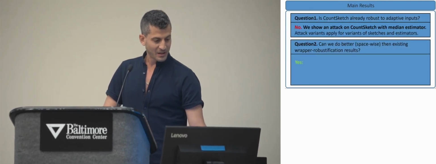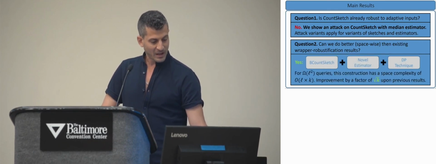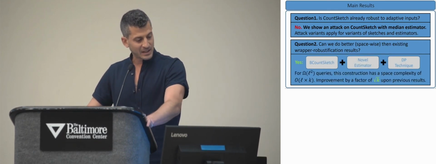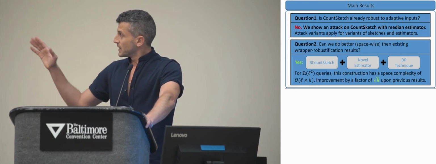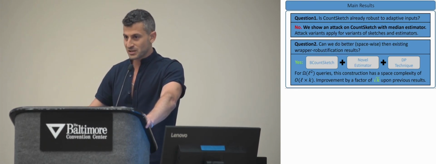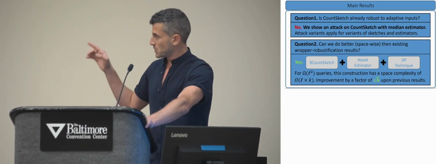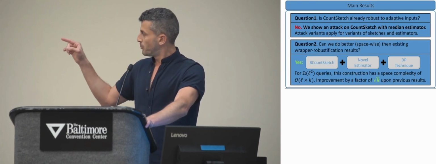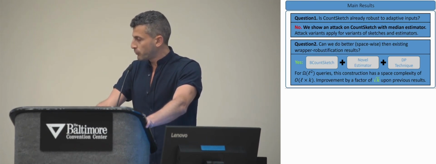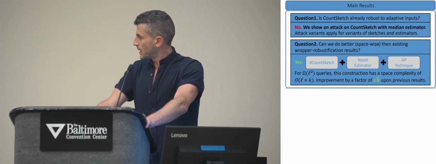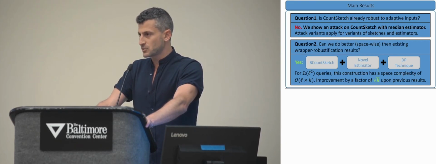Okay, so I need to stop, so I'll just present the results. The result is that CountSketch is not robust to adaptive inputs. We show an attack, and we also improve the existing results by a factor of log K.